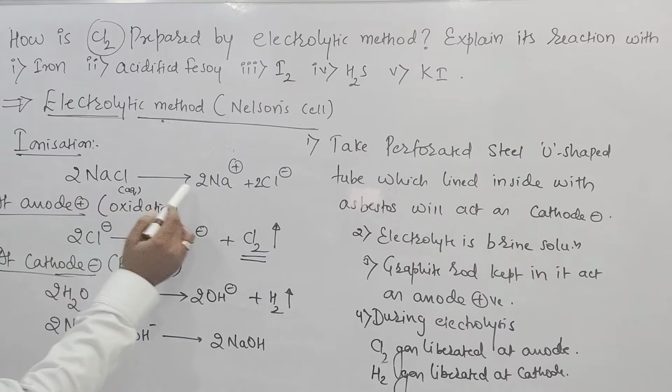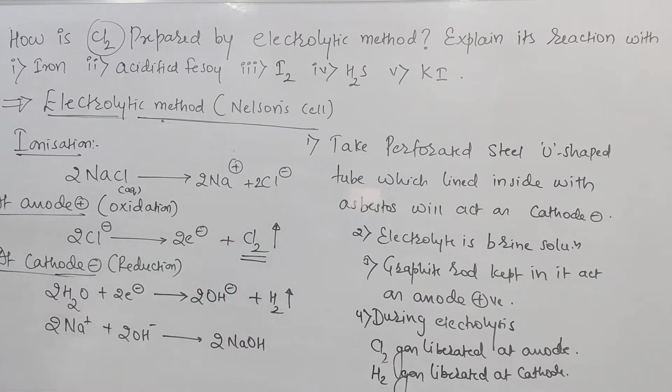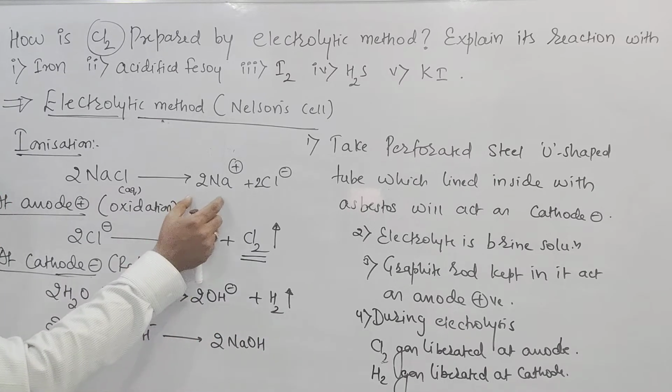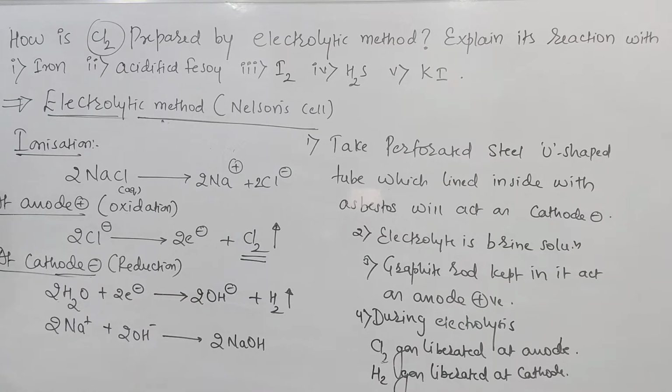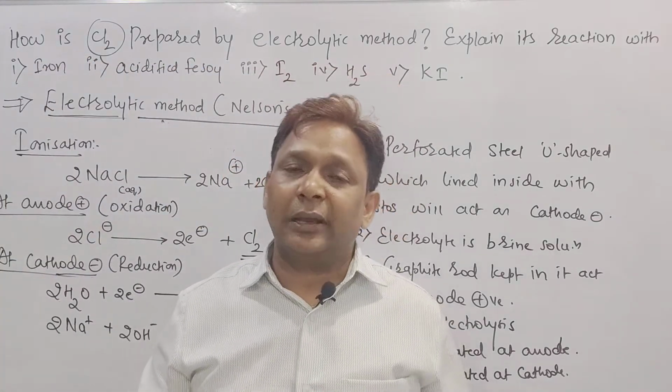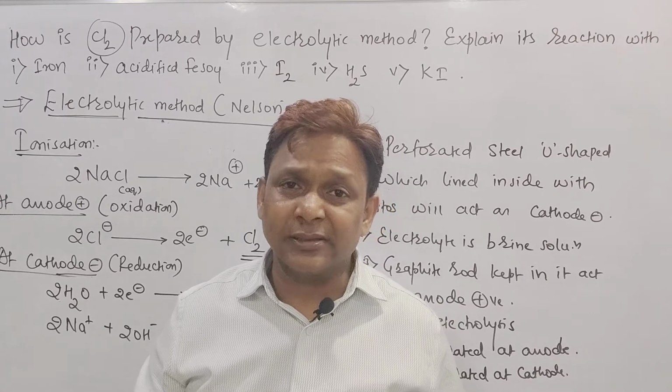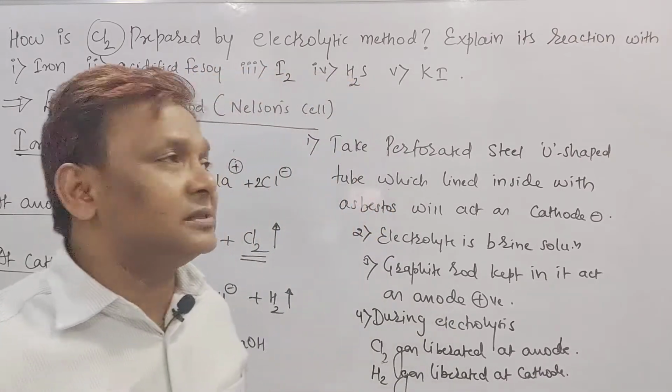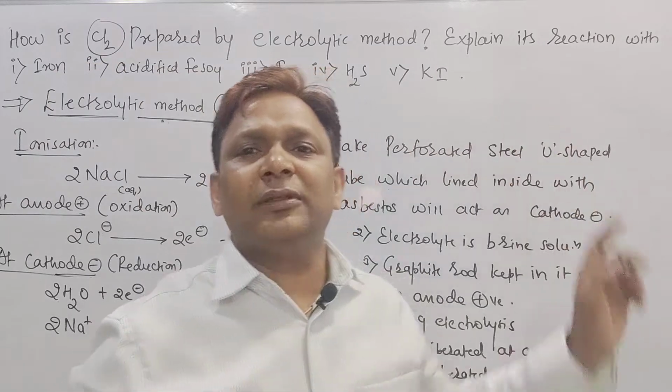This is the brine solution. It ionizes as Na plus and Cl minus, but the negatively charged ion comes to the positive electrode, loses 2 electrons, and Cl2 gas is liberated at the anode. But in the aqueous medium, the water molecule gains these 2 electrons, forming OH minus and H2 gas. These 2 Na plus combine with 2 OH minus and form NaOH. This is the method to prepare chlorine gas by the electrolytic method or the Nelson cell method. Now, in the second part, we will see, beta, how this Cl2 reacts with the following.